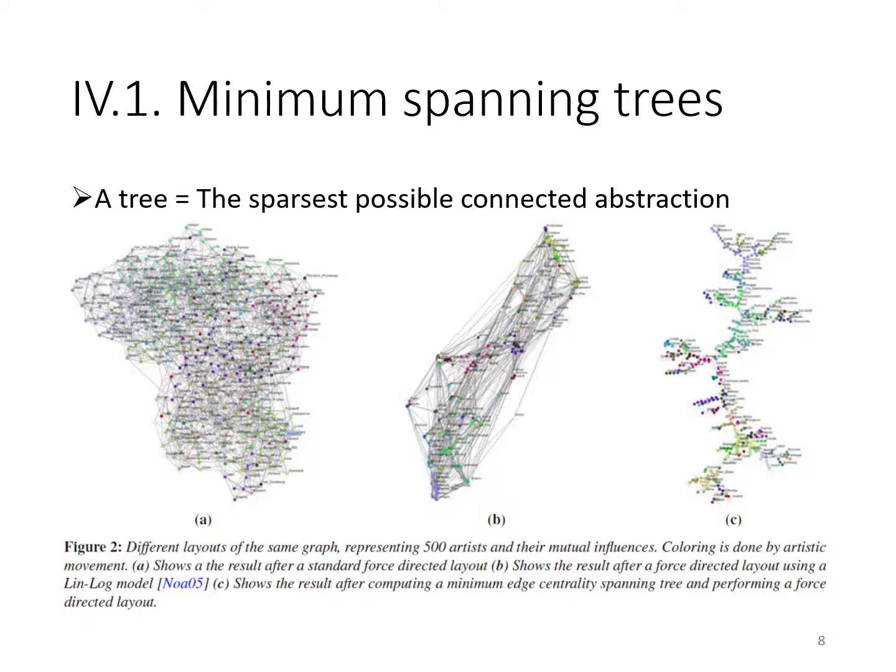And last, C shows the result after computing a minimum edge centrality spanning tree and performing a force-directed layout. And it proves a surprisingly good match to the inherent clustering structure present in the graph. Most movements show up as connected pieces of a single color, and the overall ordering of the nodes reflects the ordering from classical to modern artists.